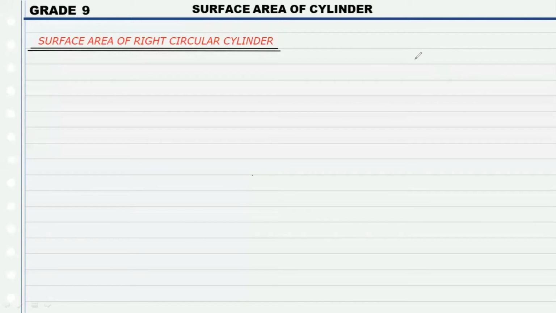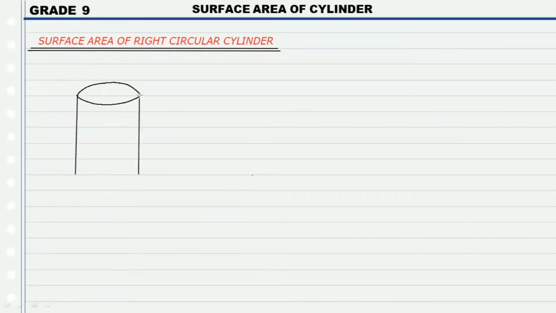In today's video, we are going to learn about the surface area of a right circular cylinder. Now, as the name suggests, cylinder to aap sabne kafi padha hai, right? Right circular cylinder means a cylinder having circular bases. Okay, now when I say circular bases, how many bases does a cylinder have?